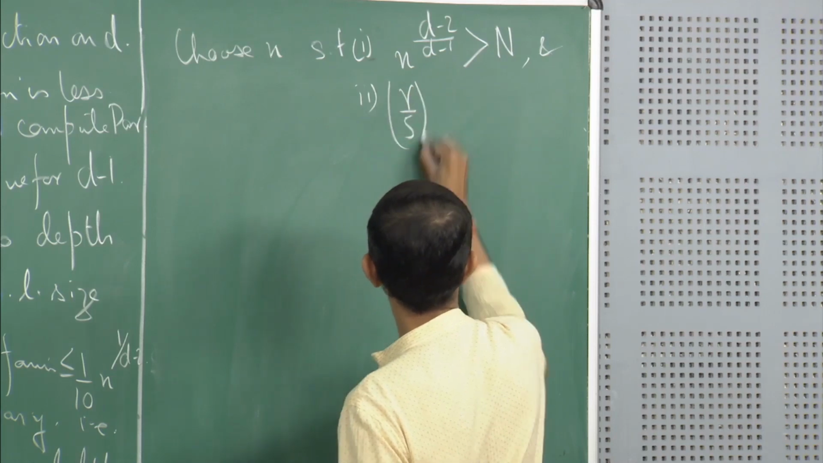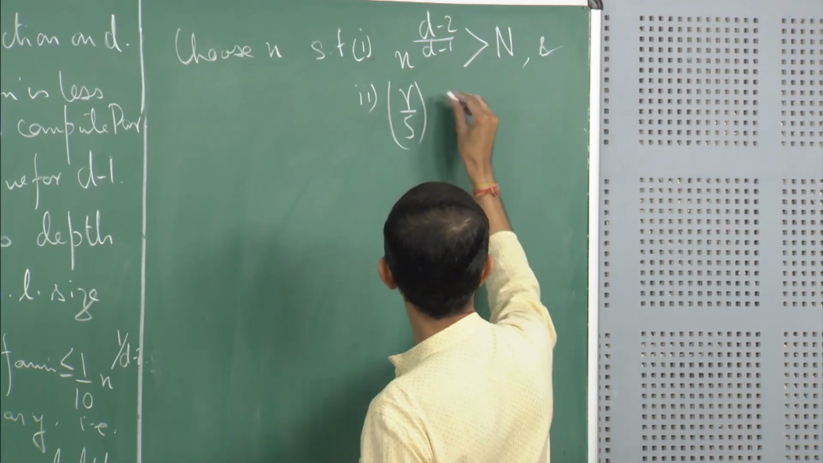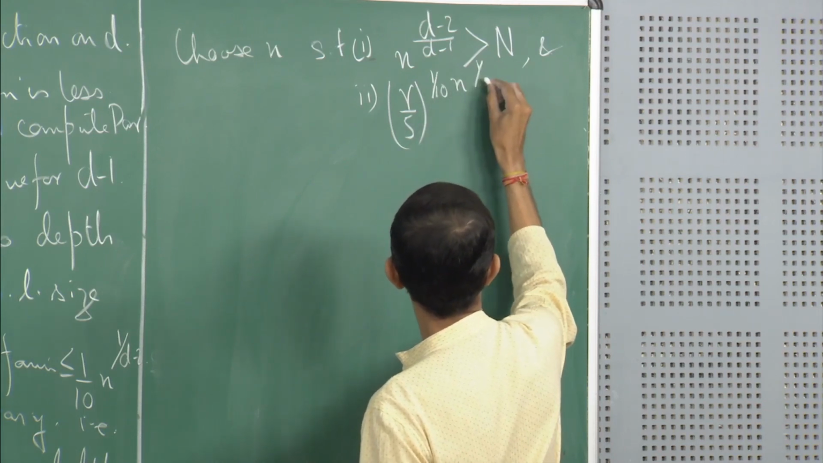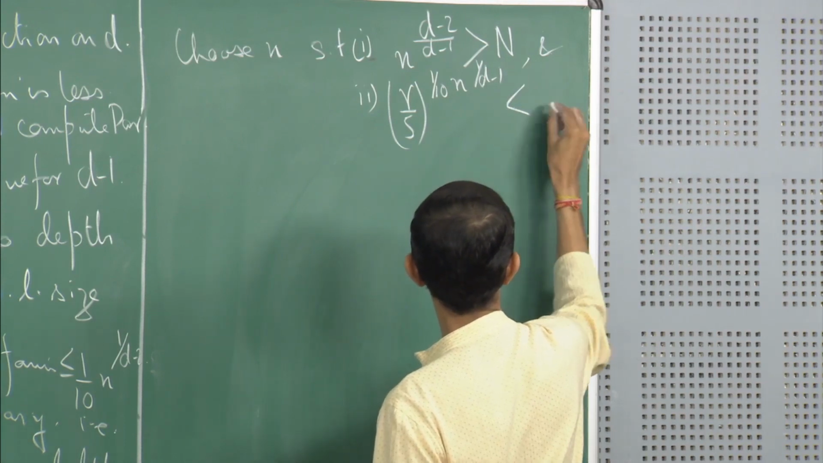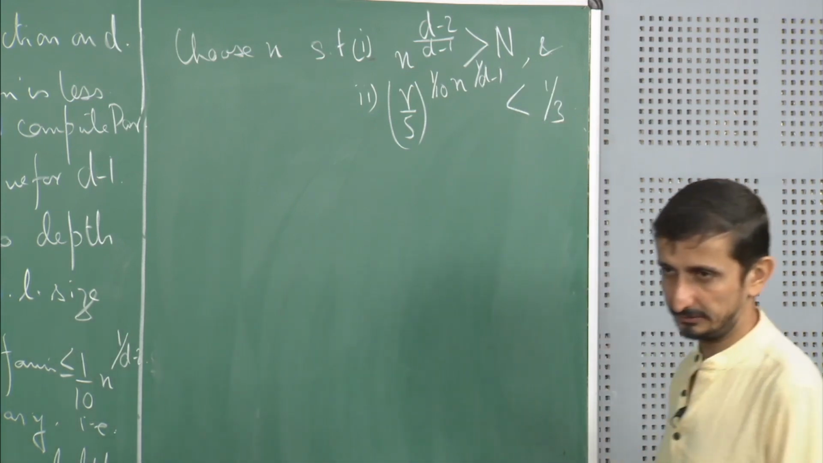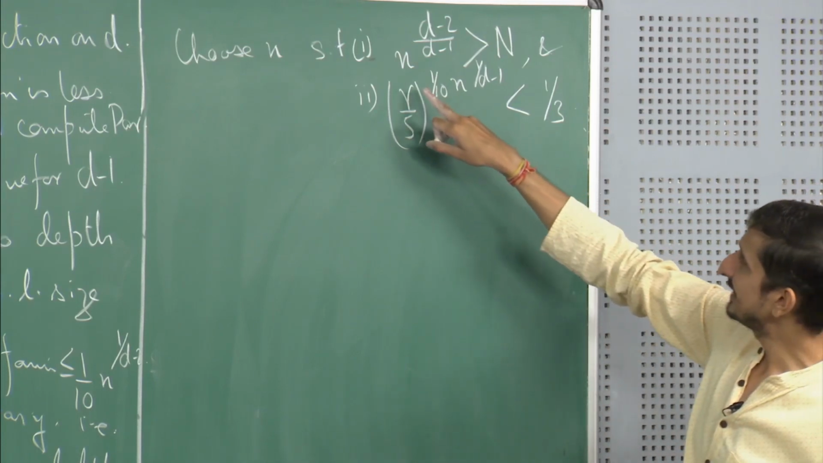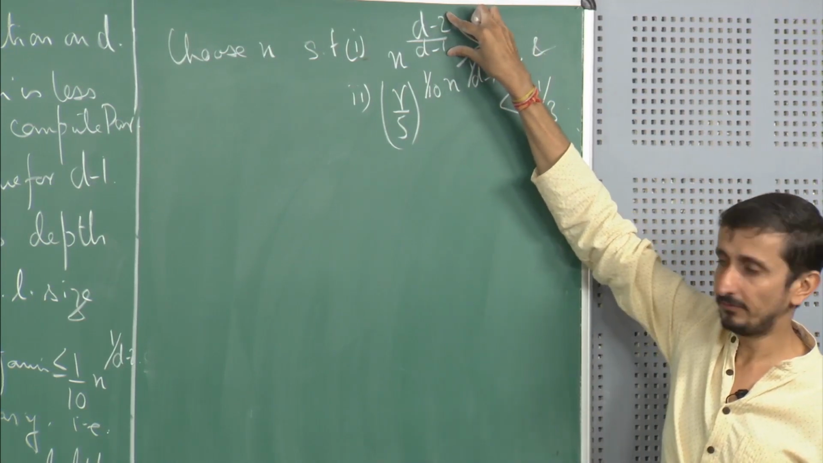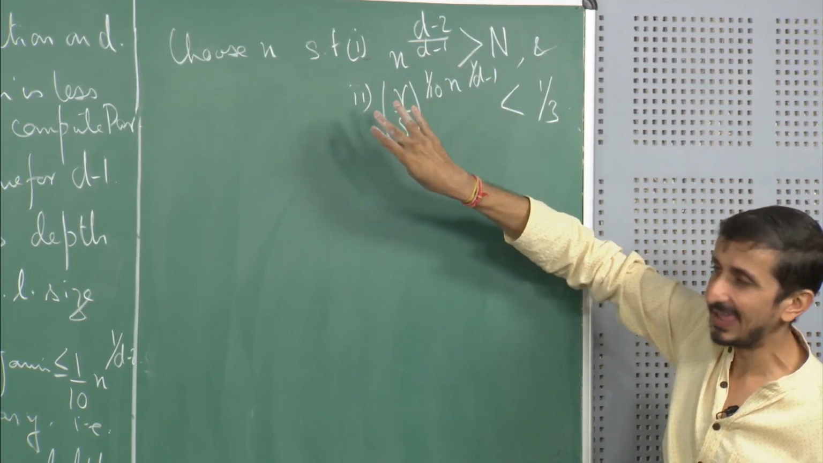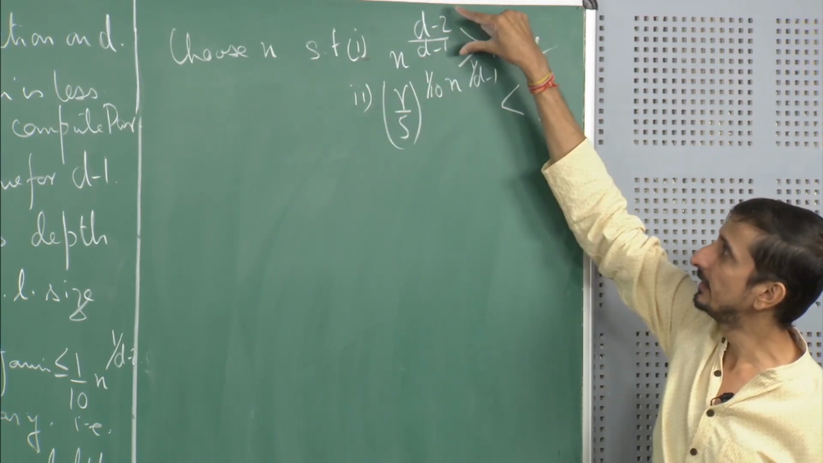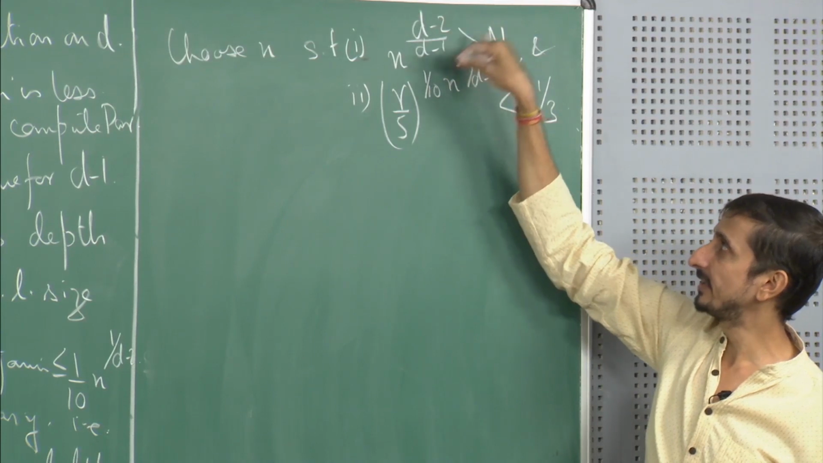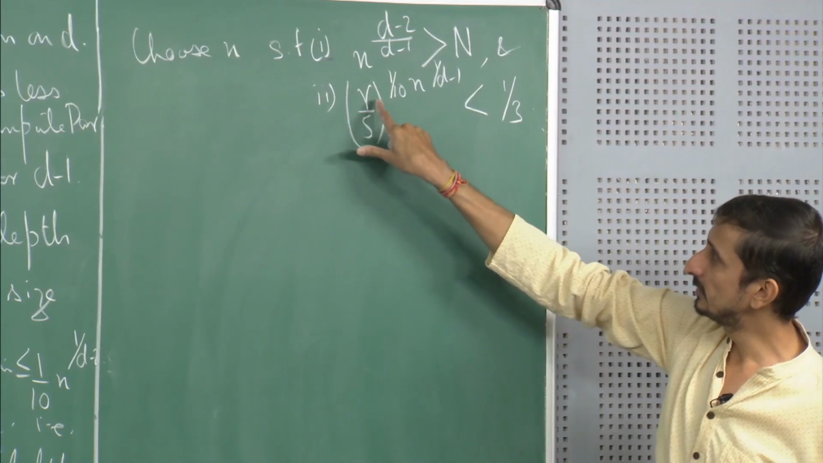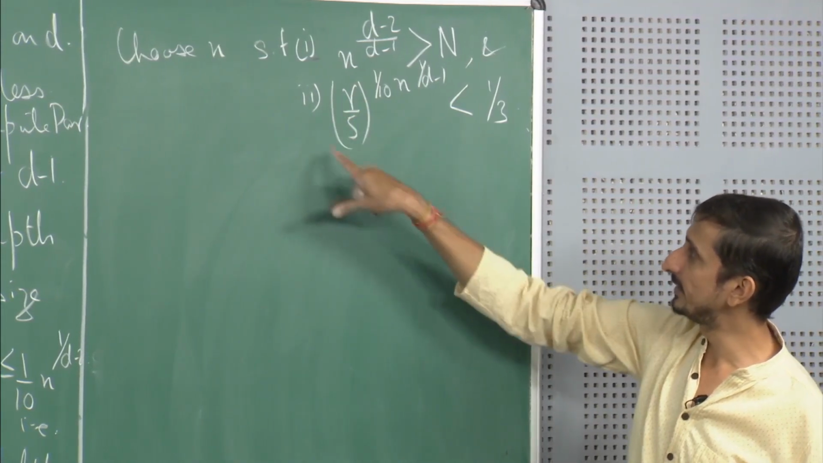Gamma by 5 raised to the power 1/10 n to the power 1 over D minus 1 is less than 1/3. Okay. Now, note that this exponent over here is less than 1, right. So, I can choose n large enough so that even with this exponent, this left hand side term is greater than capital N. So, there is some value of n for which this is true, and here, this gamma is less than 5. So, this quantity is less than 1.